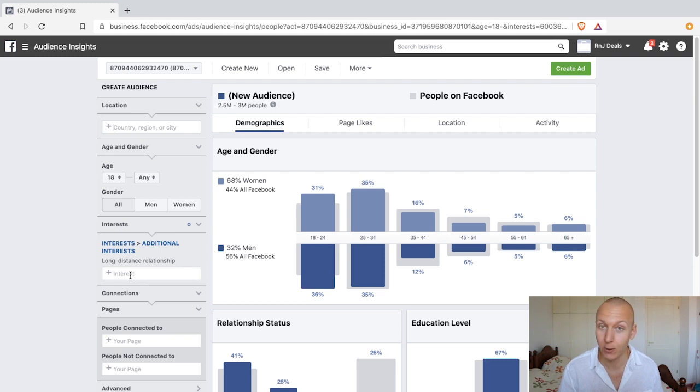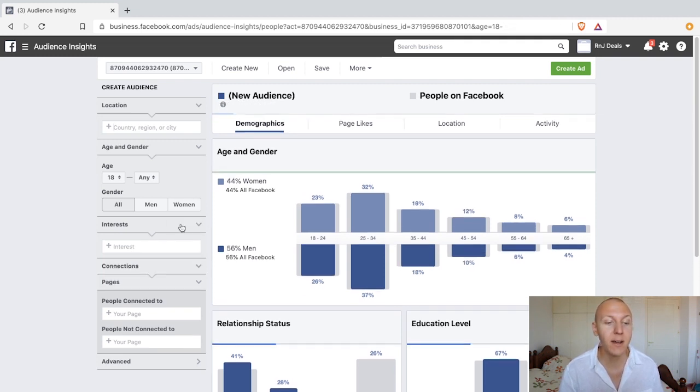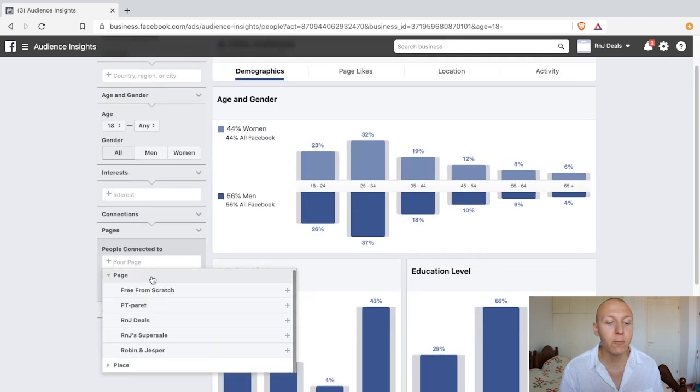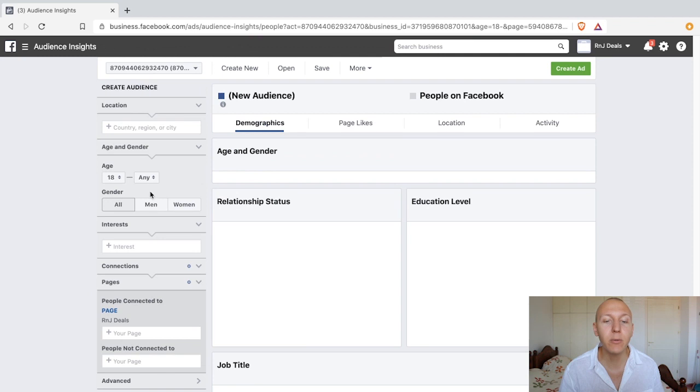And of course, we can add in more interest should we want that. But I'm going to remove the interest. So what we can do here is use connections and pages, such as people connected to. If we were to add in our page in here, R&J deals, then we would get information about the audience who are visiting our page.